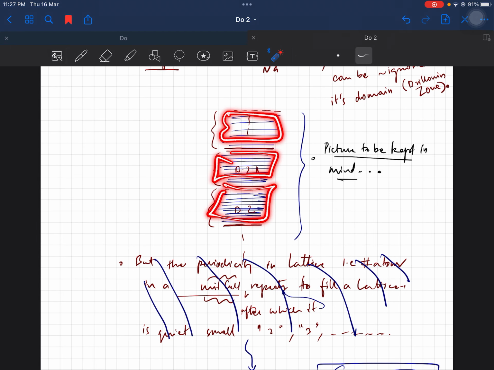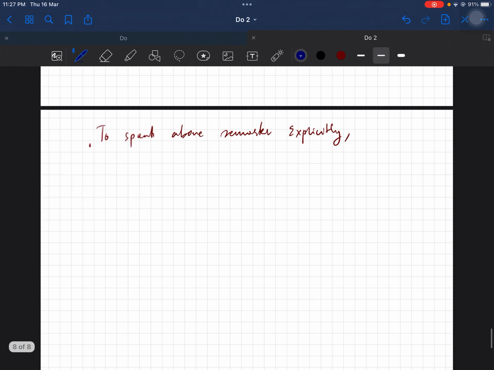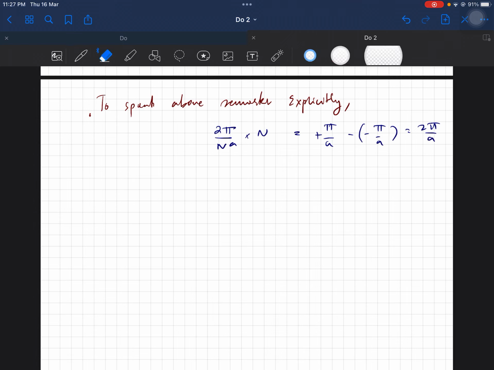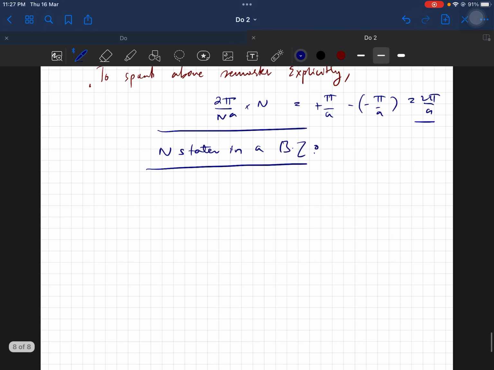These gaps basically are n in number, not precisely gaps, basically states. 2 pi by na times n is equal to pi by a minus minus pi by a, which is 2 pi by a. So there are n states in a Brillouin zone. That's the realization. But that's what we expect, as it's the dimension of a Hilbert space. The states 2.3 form a different basis.